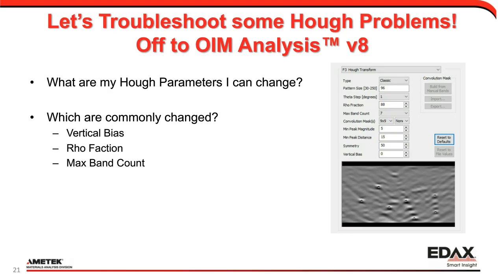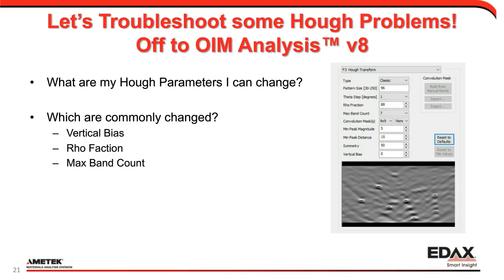So this right here is the Hough page inside of OIM analysis. Again, go ahead and look at my NPAR webinar, and it talks about how to get here. But in general, you find a little beach ball, click on the little beach ball that's the color Kikuchi pattern, click on the actual map, and it'll go ahead and open up the patterns. In the end, it'll open this up. Again, if you're doing this, you need to save patterns, so make sure you have saved patterns if you're working on this. The different Hough parameters I have are things like pattern size, theta steps, row fractions, max band count, convolution mask, minimum peak magnitude and distance, symmetry, and then vertical bias.